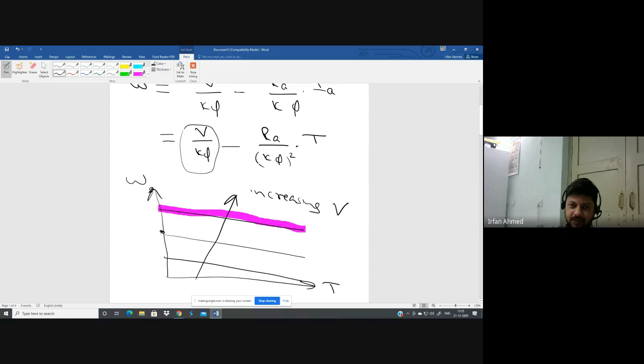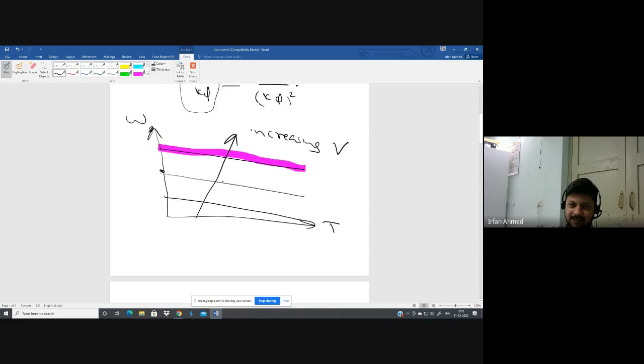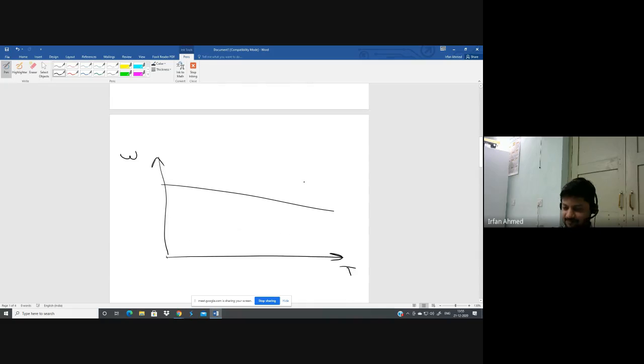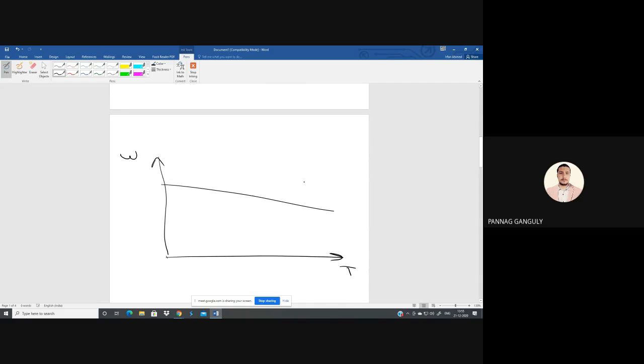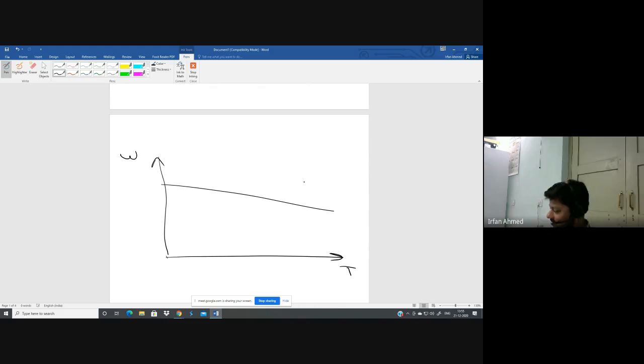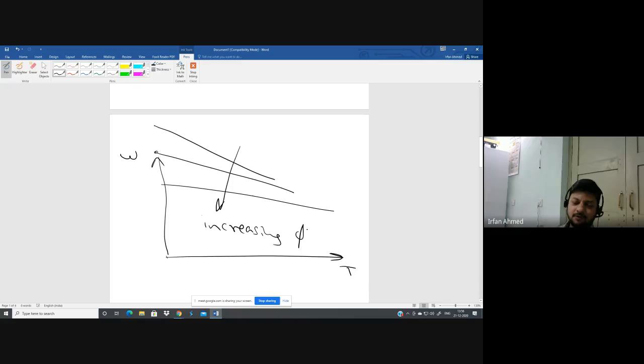So if I decrease the field flux, what is the change in the characteristic? Sir, both no load speed and slope will change. Yes, the no load speed also changes and the slope also changes. Okay, so these are the characteristics with variable field. This is the direction of increasing field flux, or the opposite direction for the decreasing field flux.